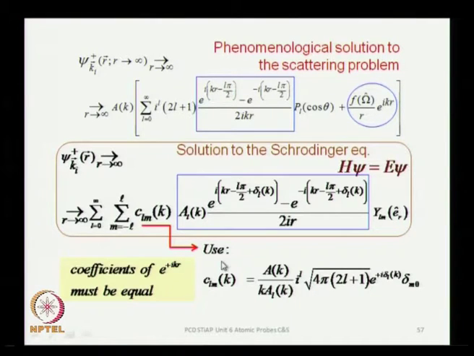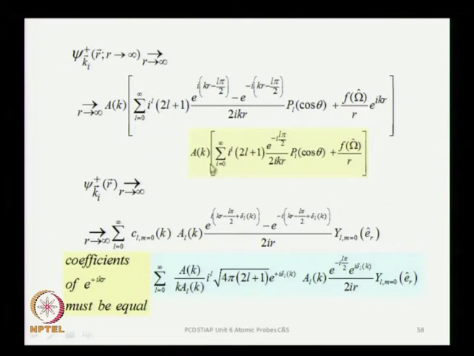So now you can set these coefficients equal. You get the coefficient of the outgoing wave e to the ikr. Over here you will get the f(k), you will get the sum over i^l (2l plus 1), you have this e to the minus i l pi by 2 which is coming here, you have got the 1 over 2ikr which is here, you have got the Legendre polynomial, and then from this term you have got the scattering amplitude and the 1 over r, right.